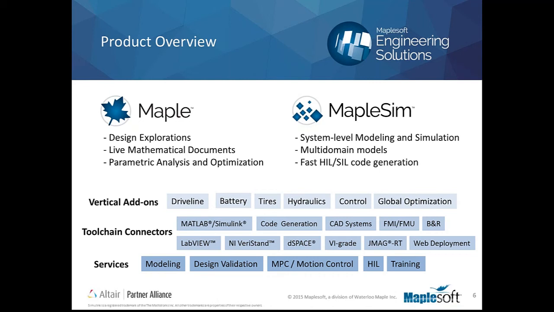These two software products come with a variety of add-ons to expand their coverage, such as driveline library, battery library, tires, hydraulics, control, and global optimization on the MapleSim side, and also connectors to export the code that MapleSim generates through the use of Maple into other platforms, such as MATLAB or dSPACE or LabVIEW, and many others.